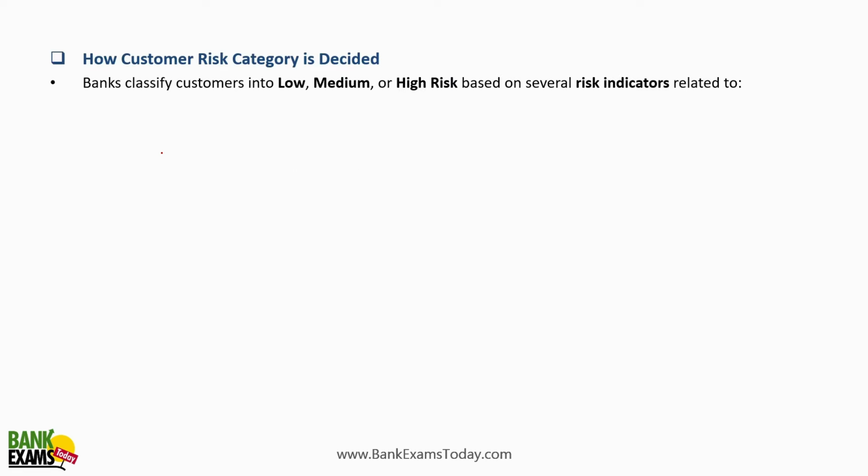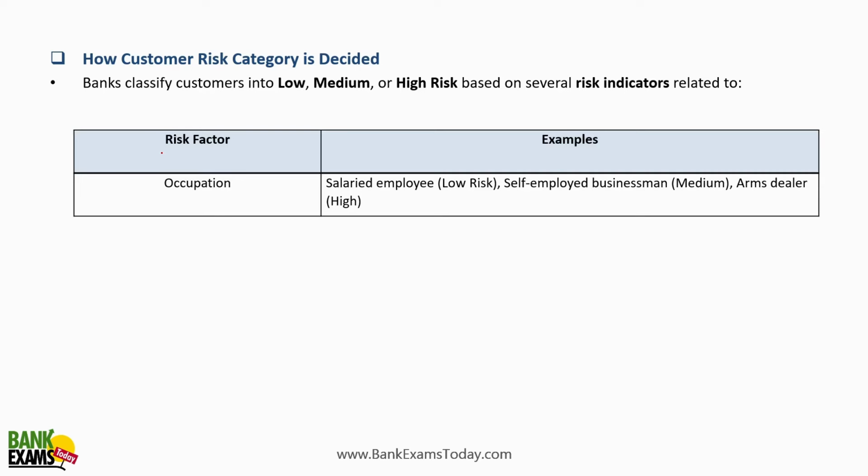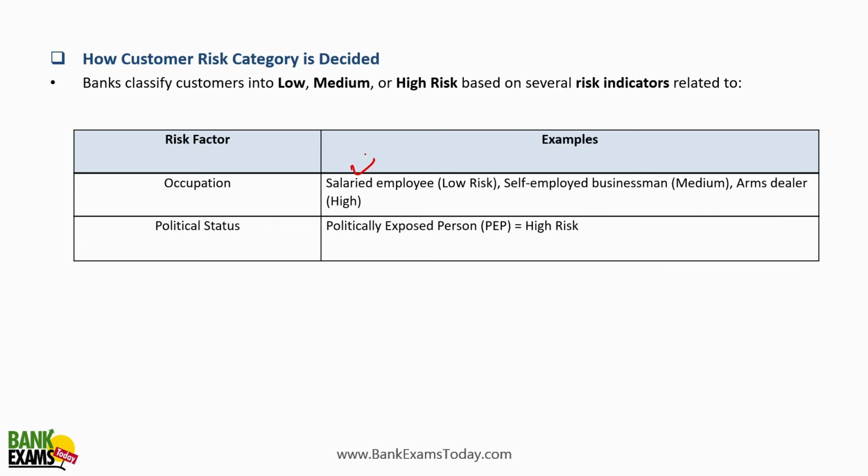So how is customer risk decided? Banks classify customers into low, medium and high risk based upon various risk indicators. The first one is generally occupation. Salaried employees are generally low risk, self-employed businessmen generally are medium risk, and arms dealers are high risk.